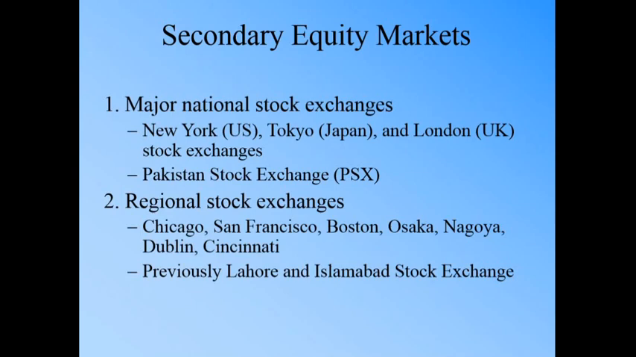Just like in the US there are Chicago, San Francisco, and different ones in Japan, and in so many other countries you can have local, or you can say regional, stock exchanges. In Pakistan we used to have the Lahore Stock Exchange and Islamabad Stock Exchange, but now these markets have been merged together. There used to be three markets, Karachi Stock Exchange, Lahore Stock Exchange, and Islamabad Stock Exchange, but now all these three have been merged together, and we know this one now as the Pakistan Stock Exchange.